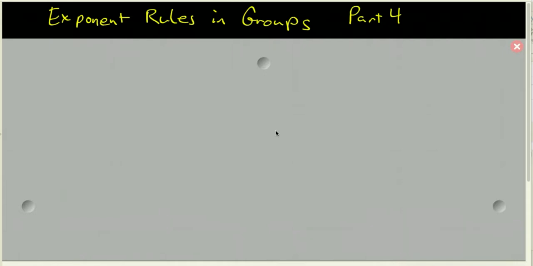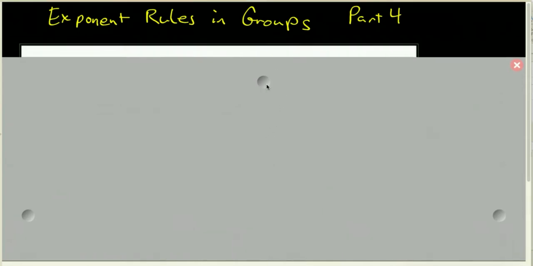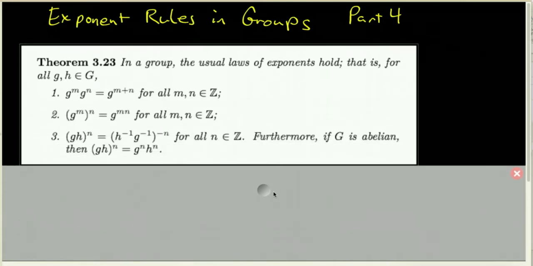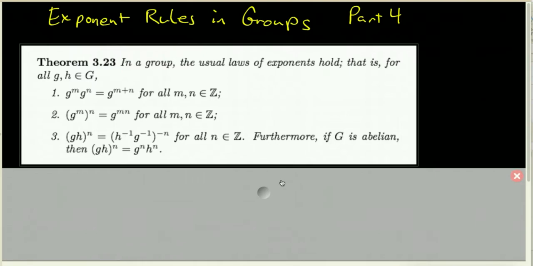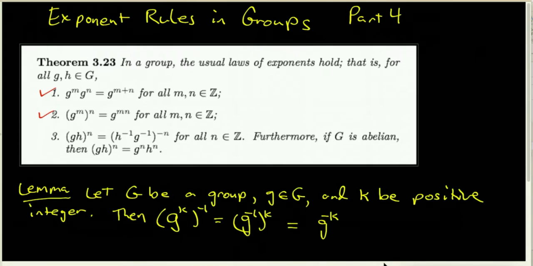In this video, we will finish the formal proofs of the exponent rules for groups that are written in multiplicative notation. Our author puts the exponent rules inside Theorem 3.23, and you should have already copied this particular theorem down more than once in your notes. We have already proven property 1 and property 2 of this theorem, and in order to do it, we needed the lemma that is now sitting in front of you.